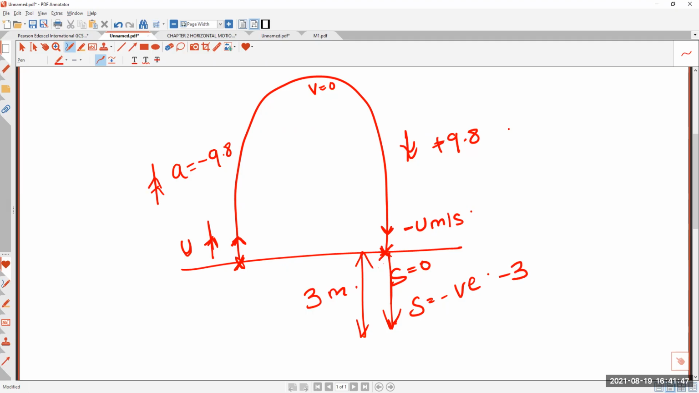All of this you did in your physics unit 1 lesson. At the maximum point, velocity is 0; going up, acceleration is -9.8, coming down it is plus 9.8. Whichever speed you threw it with, the same speed it is going to drop with, but in the negative direction. Then if your s is 0, it returns back to its original position. Your s is negative if you go below the point you threw it from.